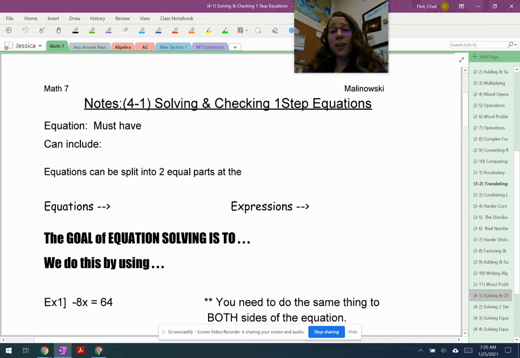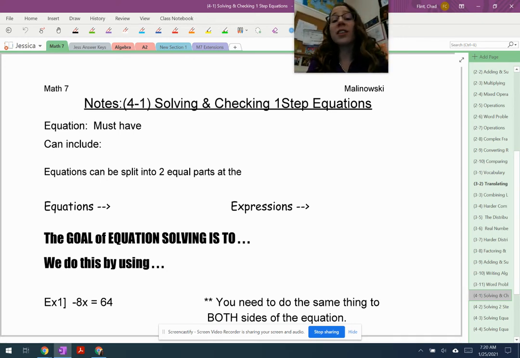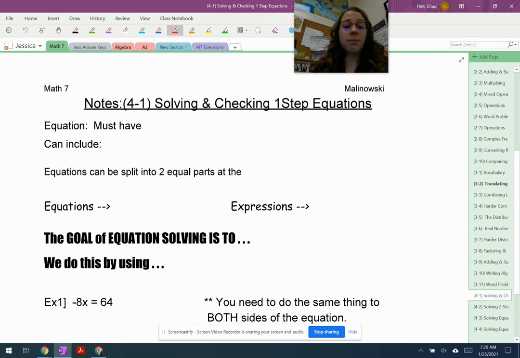So we are starting our fourth unit, and this is one of the most important units we're going to look at this year. This unit is all about solving equations, and it is something that you're going to do for the rest of your mathematical career. You'll be solving equations next year, the year after that, and really for the rest of your math life. So it's important that you're paying attention and getting this down.